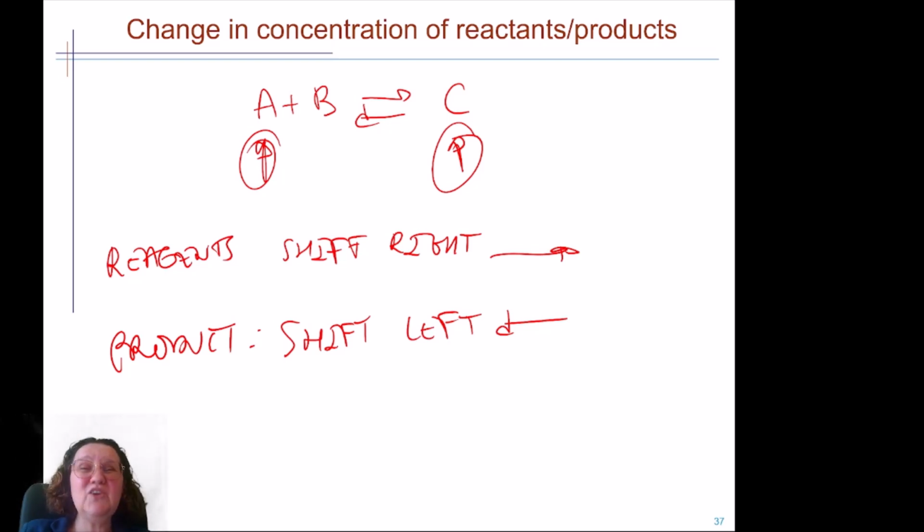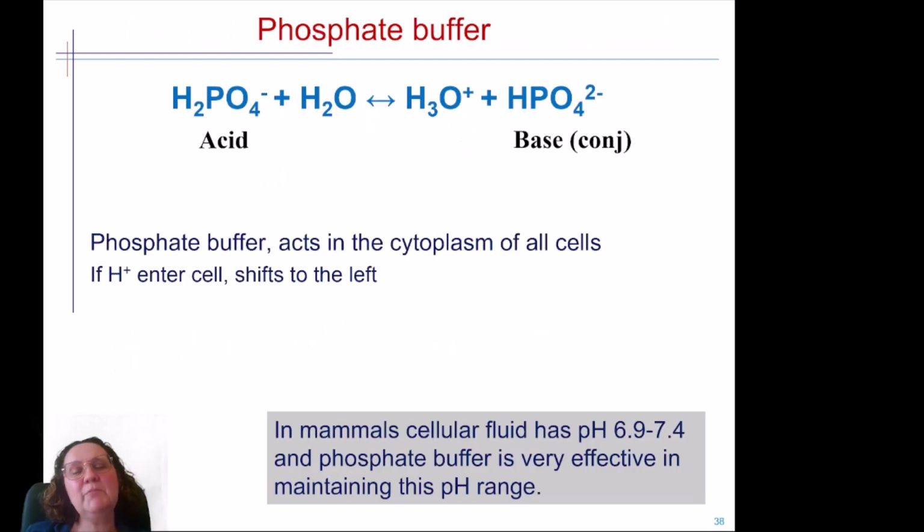The equilibrium constant only changes with temperature. But within that equilibrium constant being the same, the individual quantities of reagents and products will be different. And a couple of examples of this, how you can play with concentrations and move the reaction towards the right or towards the left. The phosphate buffer, and I mentioned this in videos related to acid-base chemistry, keeps the pH of mammals' cells at around 6.9, 7.4.